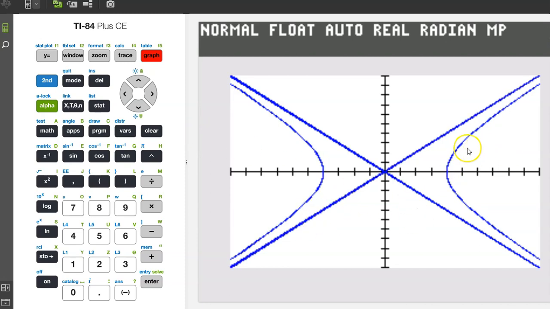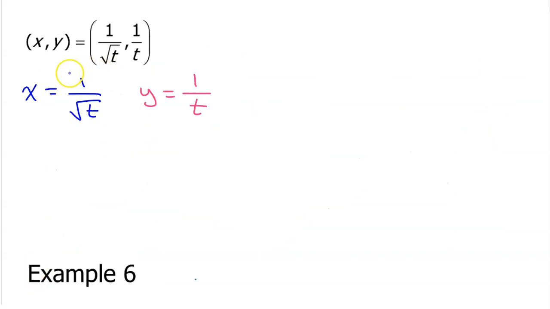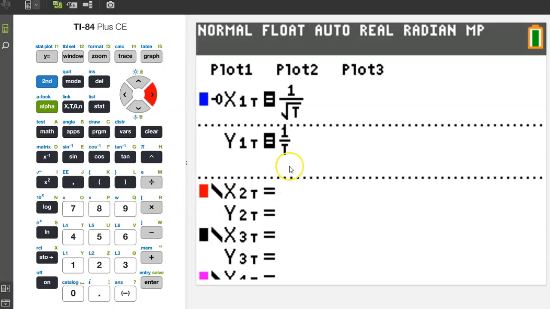Okay, so there's some repetition happening in there, but you can see the hyperbola and these blue lines are the asymptotes. For example 6, we have x equals 1 over radical t and y equals 1 over t. Let's type in these parametric equations right from the start and see what we're looking at. Okay, I've typed in the parametric equations. Let's take a look at the graph.